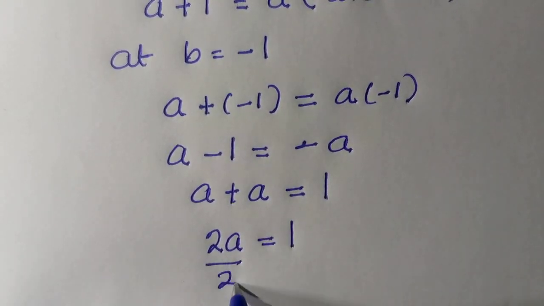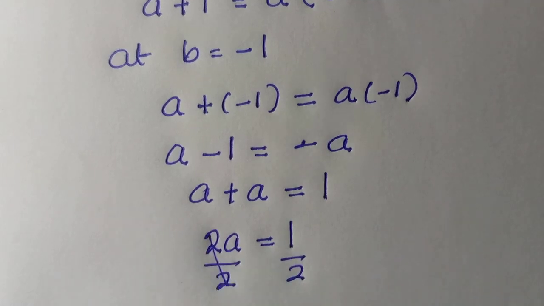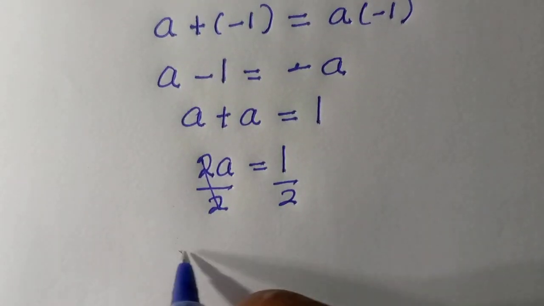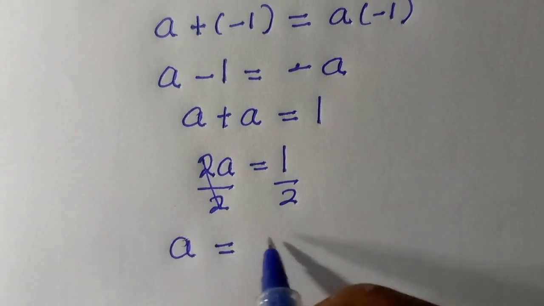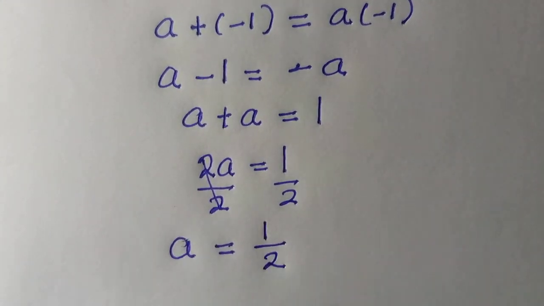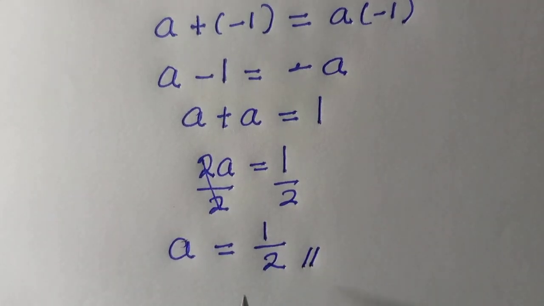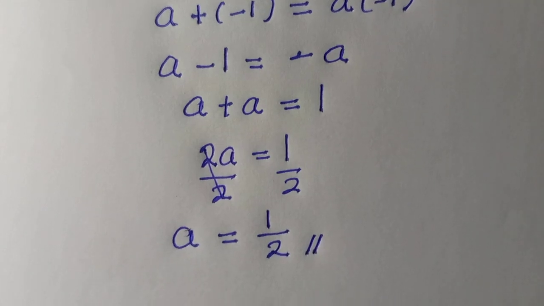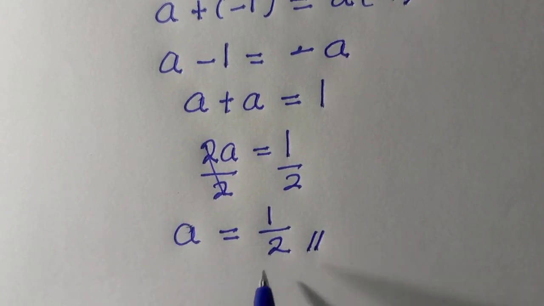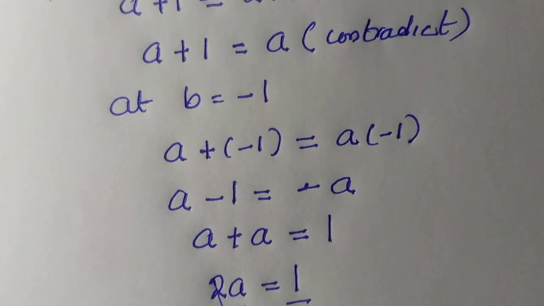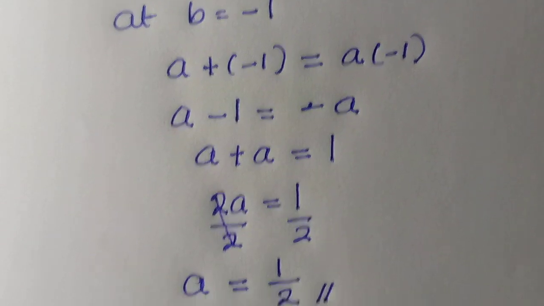Then we divide both sides by 2. This cancels. Then we have a equals 1 divided by 2. If this is the value of a for when b equals minus 1, since this is not contradictory to what we have, then we agree that a equals 1 over 2 and b equals minus 1 are the only two solutions to this.